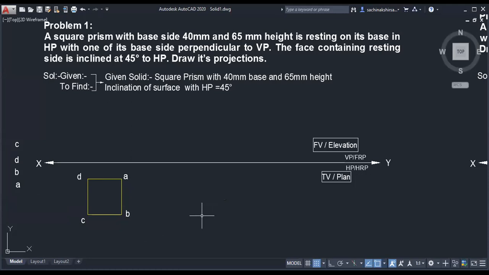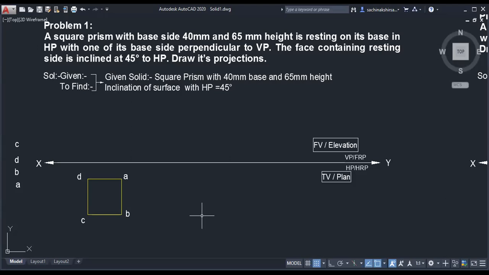AB. We have started with AB. Somebody may say that CD is also perpendicular to VP. Okay, that is also correct. But once we give further inclination, AB will remain on the XY line, not CD. So you will come to know that. So this is the true shape of the base, a square.